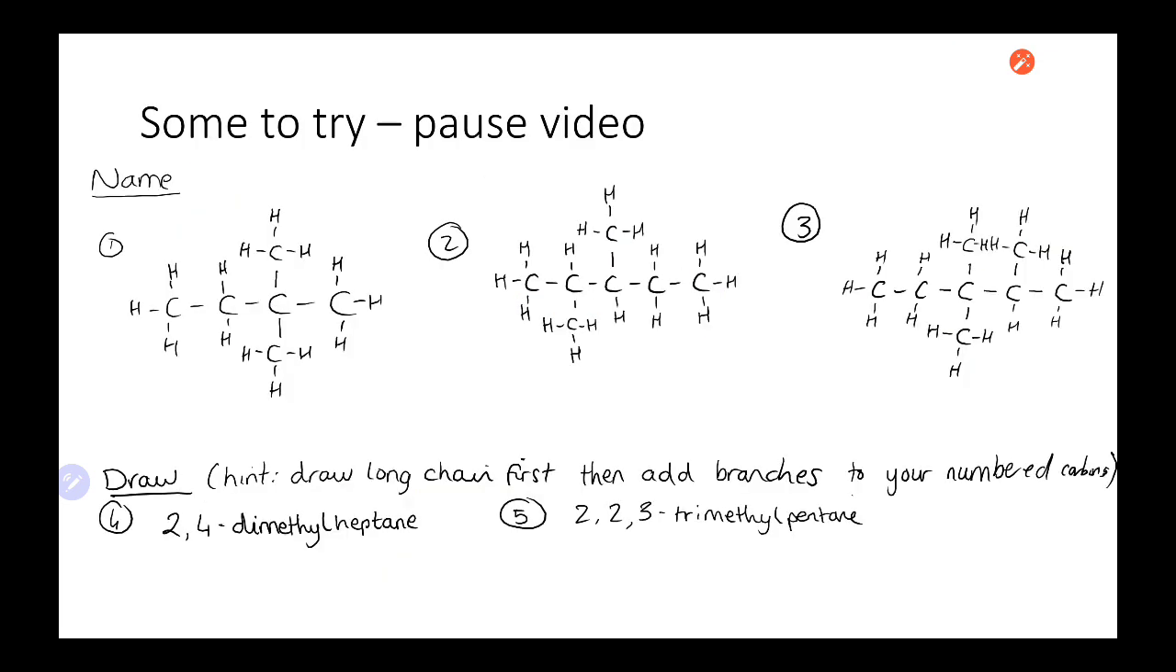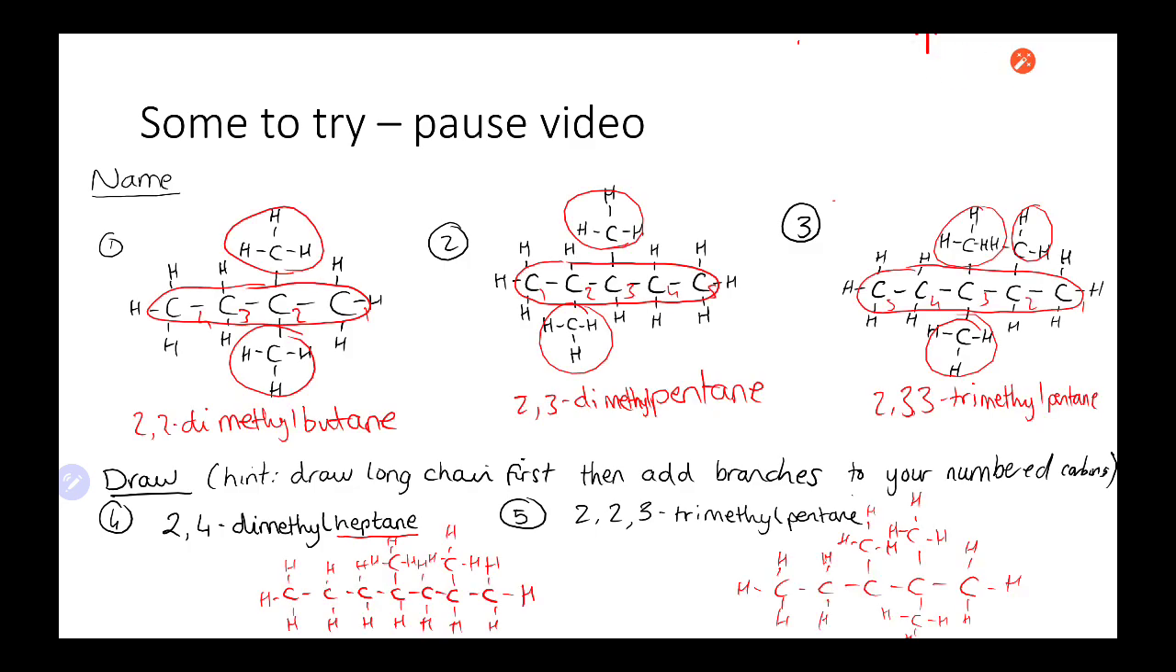Okay, so pause the video, you can try these ones for naming the ones that are given and drawing from the name as well. So just a wee hint for that, because we've not really looked at that, but draw the long chain first, so the kind of end of the name first, and then add in your branches once you've numbered your carbons. So if you pause, we'll go through the answers in a second, okay?